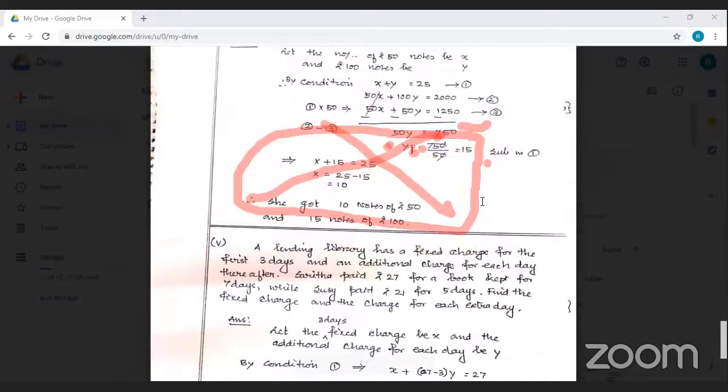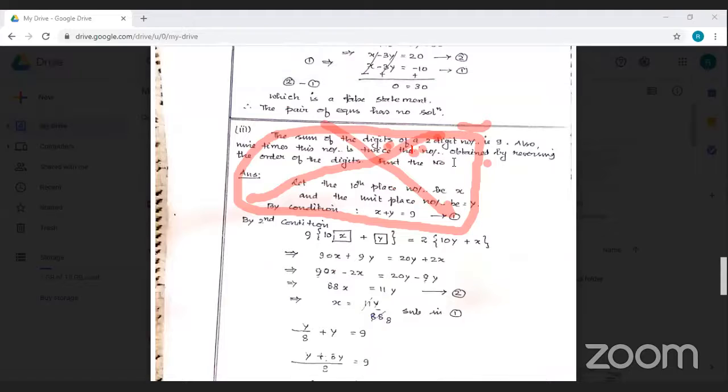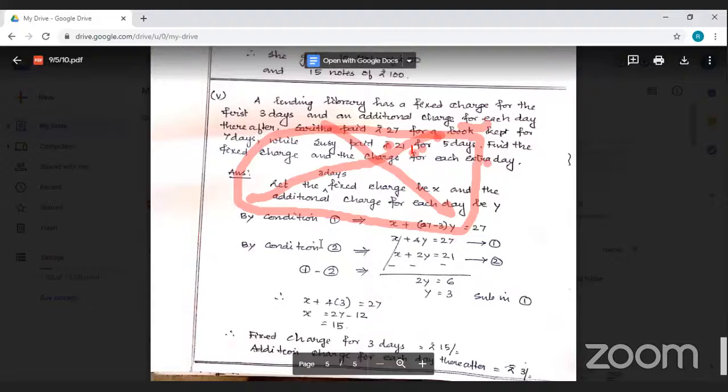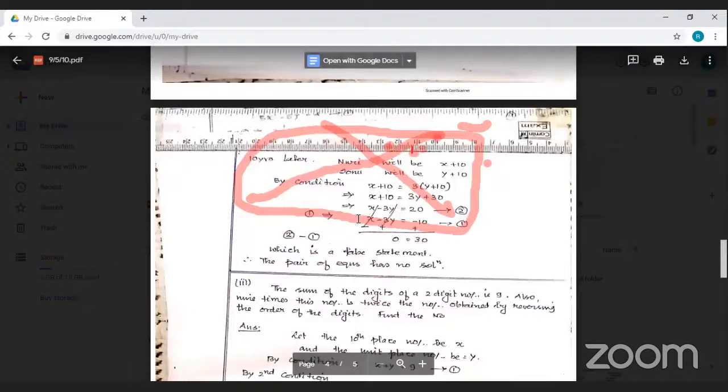This is a very important problem, where the digits are changing. The sum of the digits, and the digits are reversing and changing. This is a very important problem. So we'll see these two problems tomorrow and we'll go to the cross multiplication method. By that time you check the answer of this.